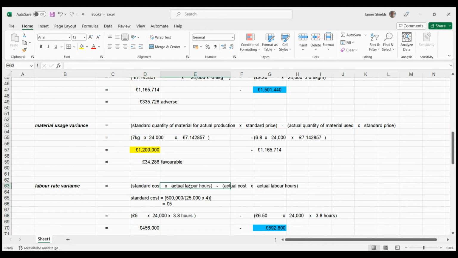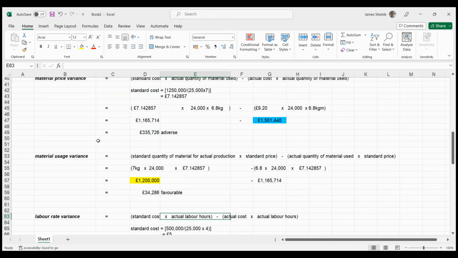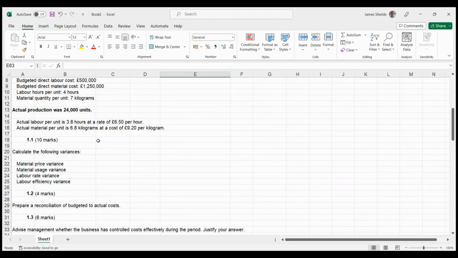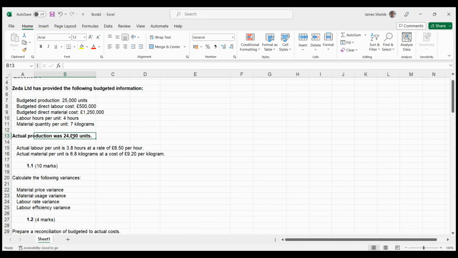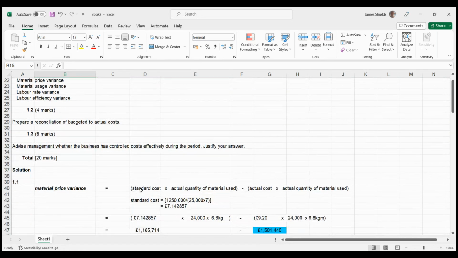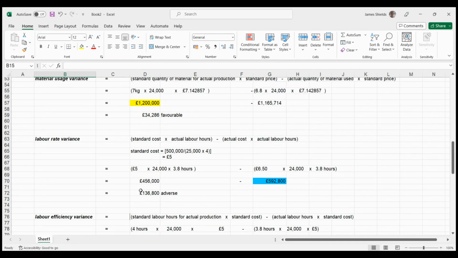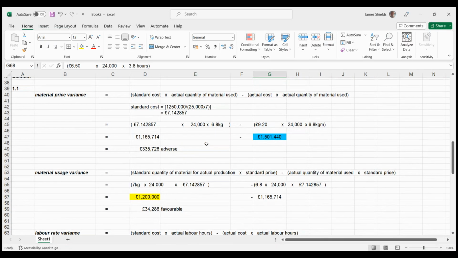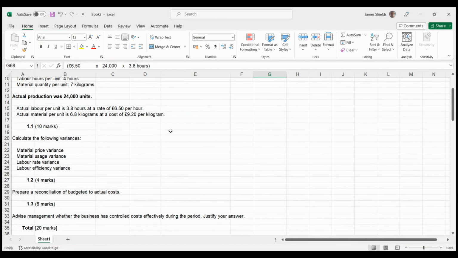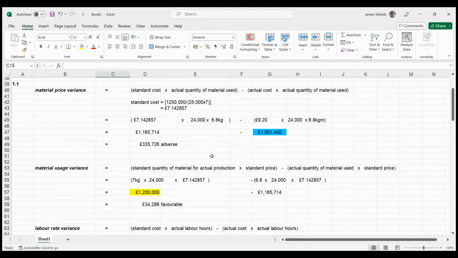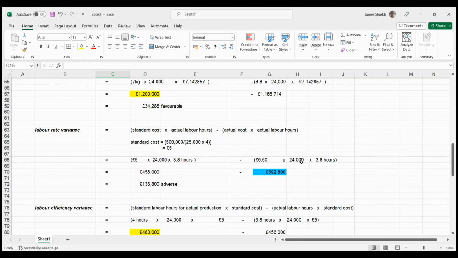The actual labour hours is the actual number of units produced, which was 24,000. And it was at 3.8 hours per unit. So back down here. So it's 24,000 times 3.8 hours per unit. Now the actual cost, again, go back to the question, the actual cost was £6.50 per hour. Times the actual labour hours, again, the number of units, 24,000 times 3.8 hours.